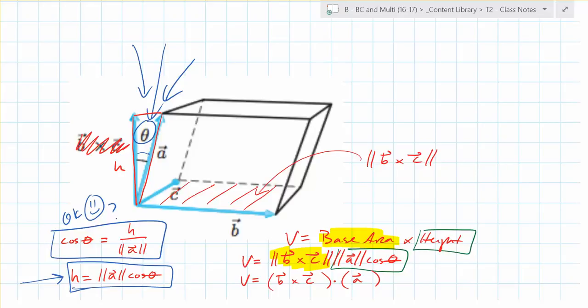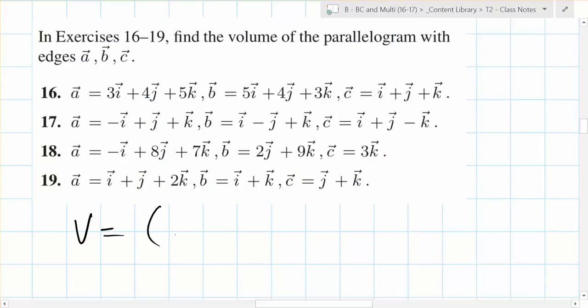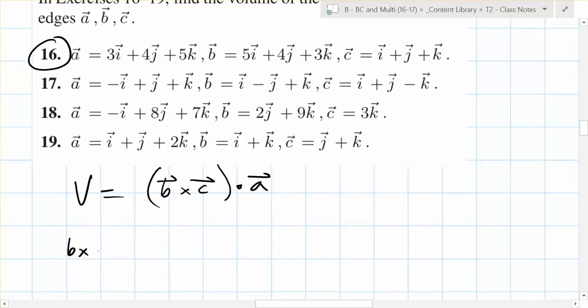Yes, no. Like in physics. It was B cross C. B cross C dot what? A. So what's the first thing you have to do for 16? B cross C. Find a part of the board with a partner and do B cross C. Go.